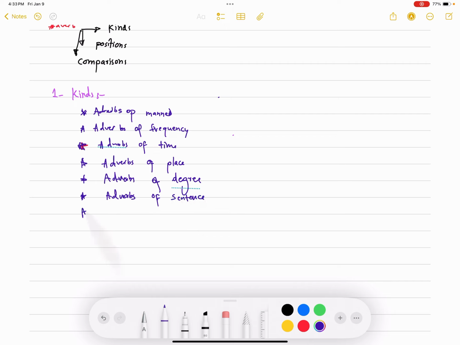The next one, relative adverb. The next one, let me say the last one, interrogative. Relative adverbs, interrogative adverbs. These are the parts of adverb.